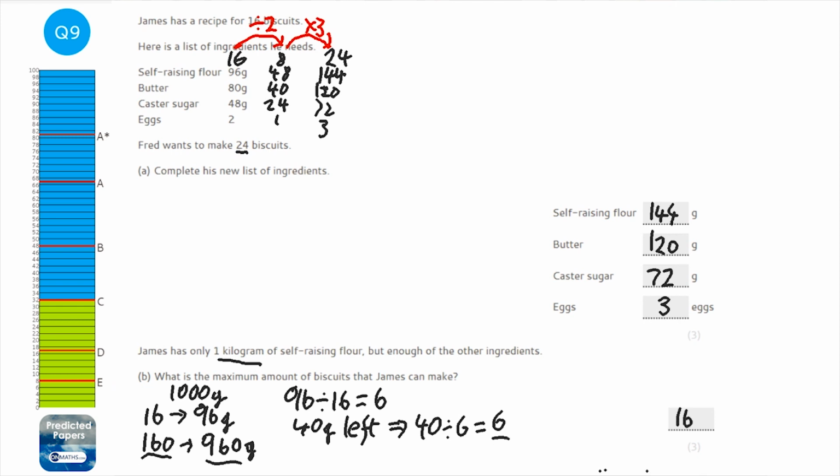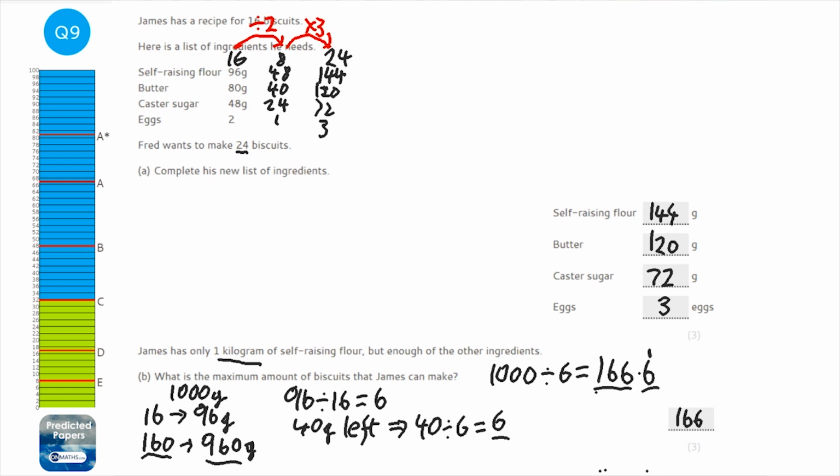So that's 166. Now you could have done this with a calculator straight away by just doing 1000 divided by 6. And when you do that on the calculator, 1000 divided by 6 is 166.66, or 6 recurring I should say. And that means we can get 166 biscuits and we'll have some left over. So the amount of biscuits we can make is 166.